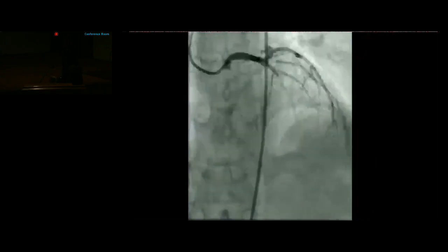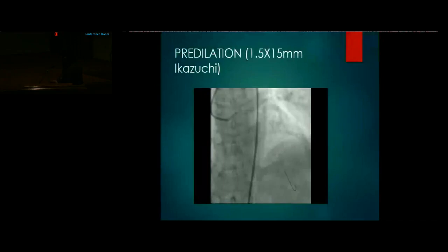So first, a PTCA wire was taken and wiring of the left anterior descending artery was done. Then pre-dilatation with a 1.5 by 15 mm balloon of the mid LAD was done, which resulted in improved blood flow. A wire was also put in the diagonal artery to protect it, and it was kept in a provisional strategy. If it gets stenosed during the procedure, a stent can be done.